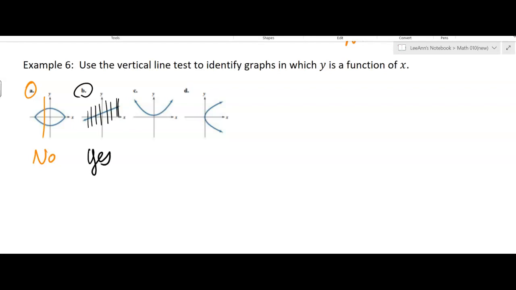Okay, what about the next one? We've got kind of this curvy shape. But if I draw a vertical line any place, it's only going to hit it once. So yes, this is a function. All right, what about this last one? Well, right there, I'm hitting it twice. Now you might be saying, yeah, but what if I drew the vertical line here? But it has to be for any vertical line. So if I can draw one vertical line and it hits in more than one place, then the answer is no. All right, that is the vertical line test. Pretty handy test.